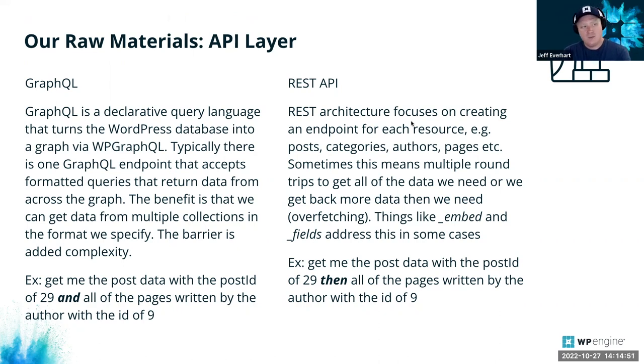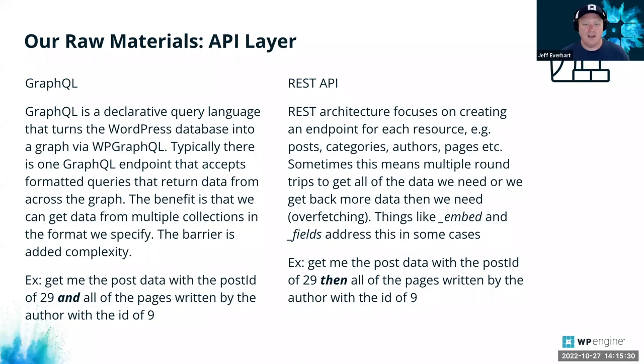Okay, so the REST API. REST, if you've been around the web development world, chances are you've probably used some sort of REST API in the past. And they're pretty ubiquitous. REST architecture focuses on creating an endpoint for each resource, right? We've got an endpoint for posts, an endpoint for categories, authors, pages. And that's a great organizational pattern. But when we're requesting a lot of data, sometimes that means we need to make multiple round trips to get all the data we need. Or in the case of the WordPress API, sometimes we get back way more data than we need. And I'll show you what that looks like in a second. And there are some methods to address this, but not fully.